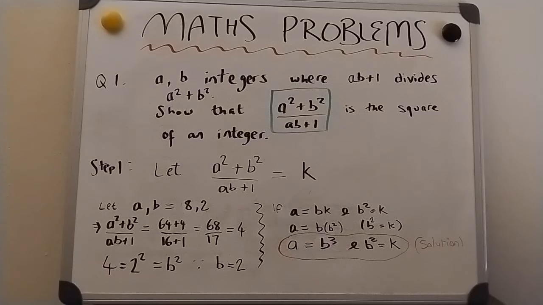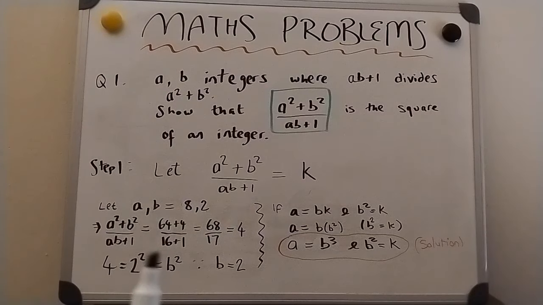And we plug those values into the original equation. We get a squared plus b squared is equal to 64 plus 4. I'm not going to multiply it all out. You can do it yourself. And then ab plus 1, that's equal to 16 plus 1. We're using a and b equal to 8 and 2, remember? And that comes out to be 68 over 17, which equals 4. And 4 is equal to 2 squared, which equals b squared, since b equals 2.